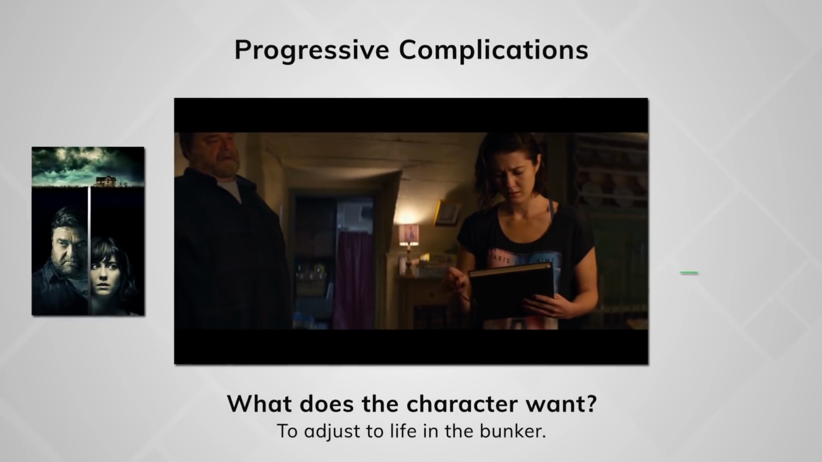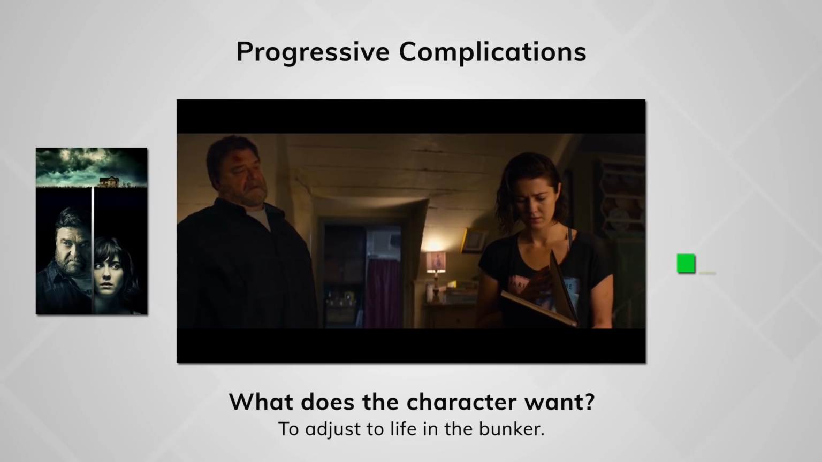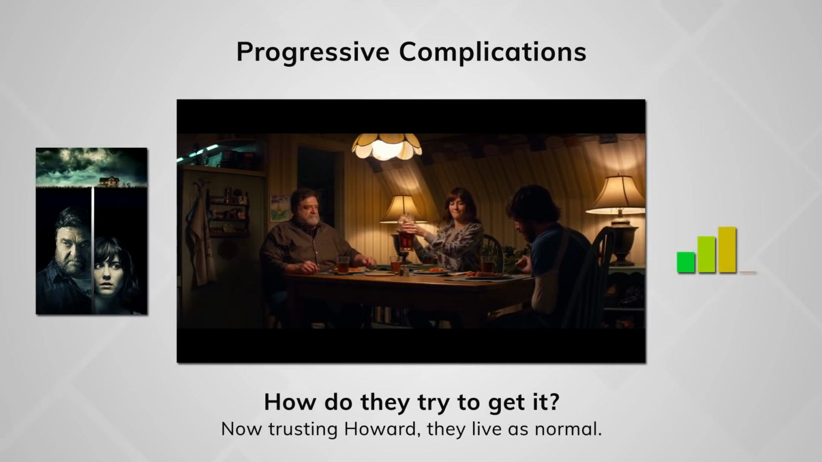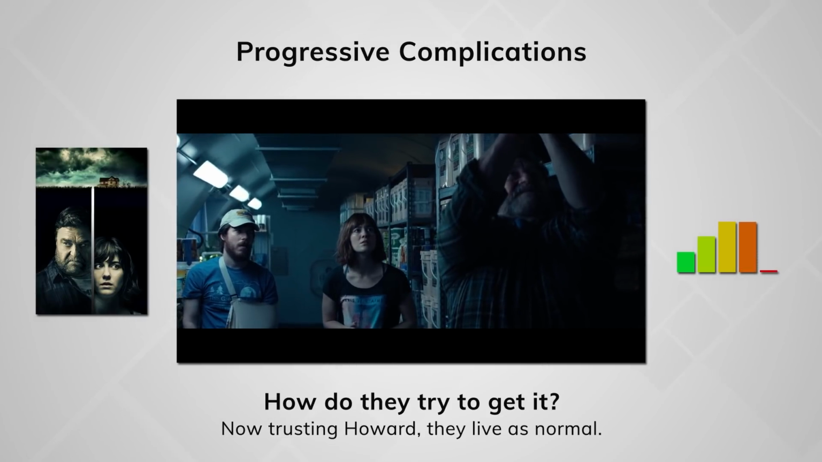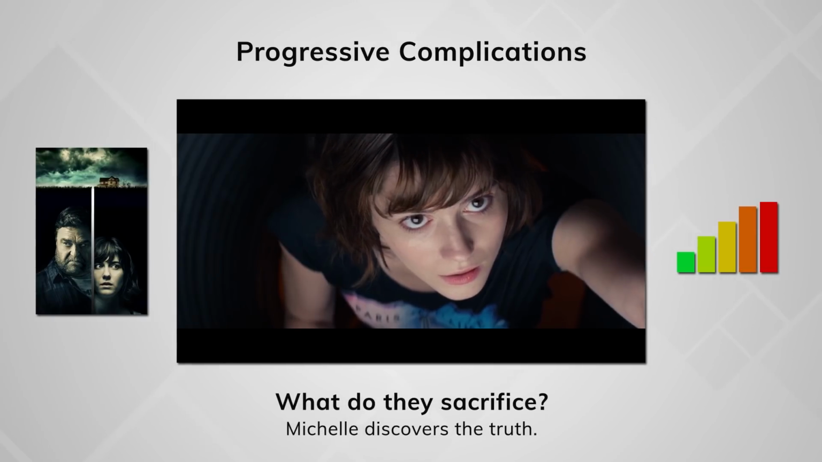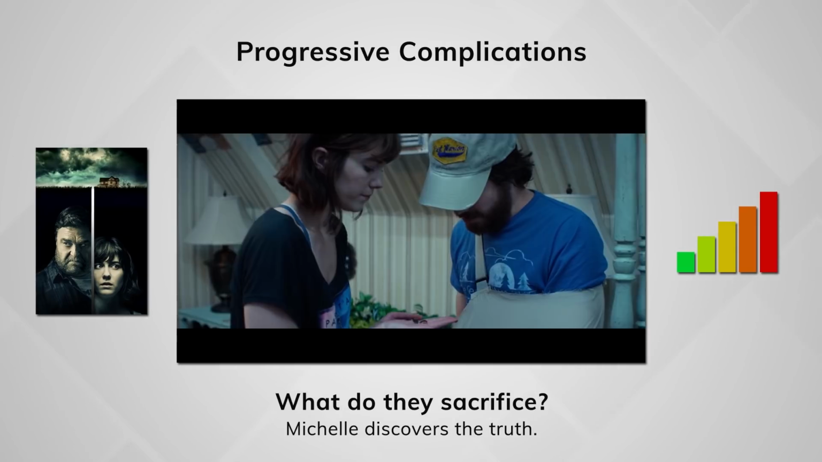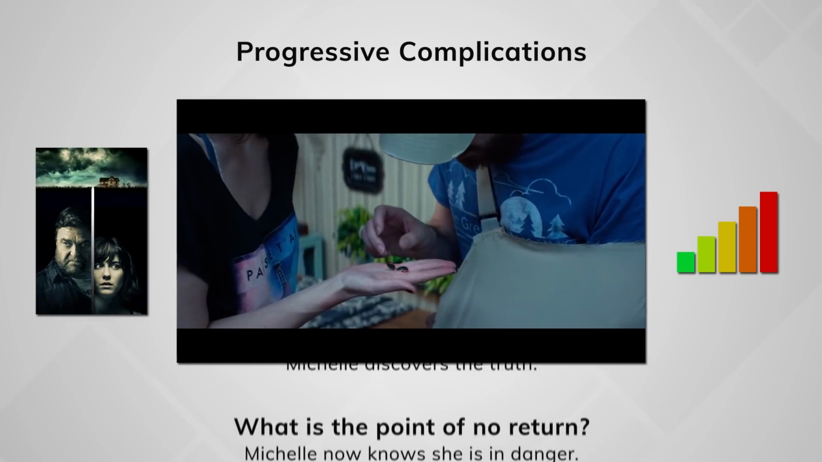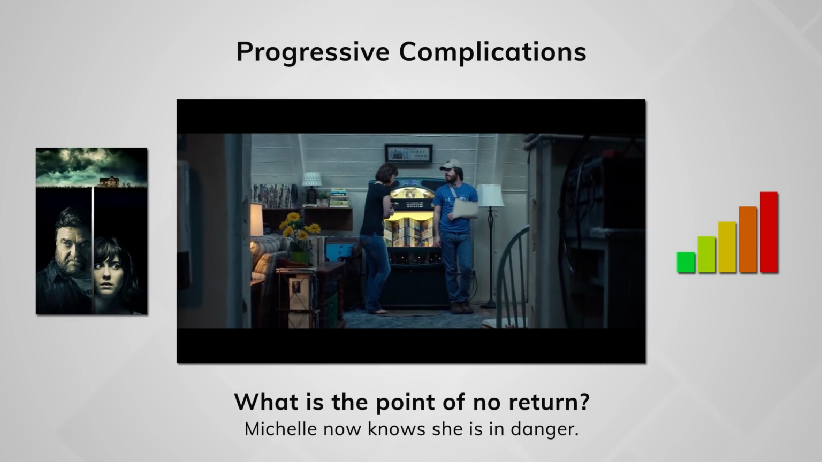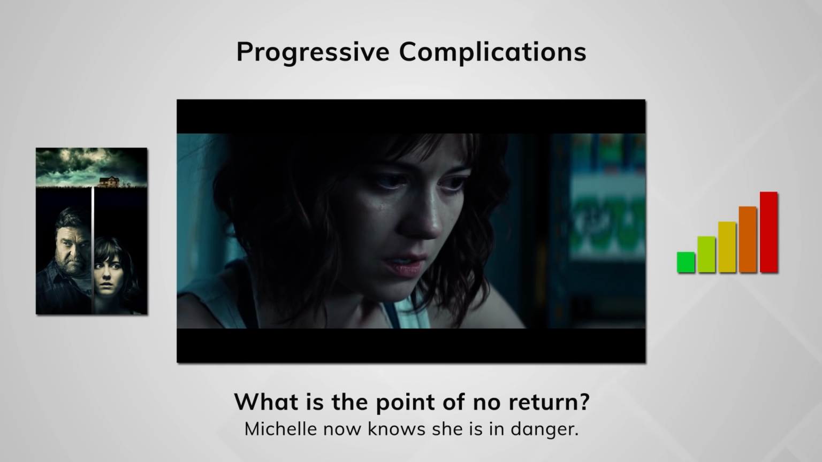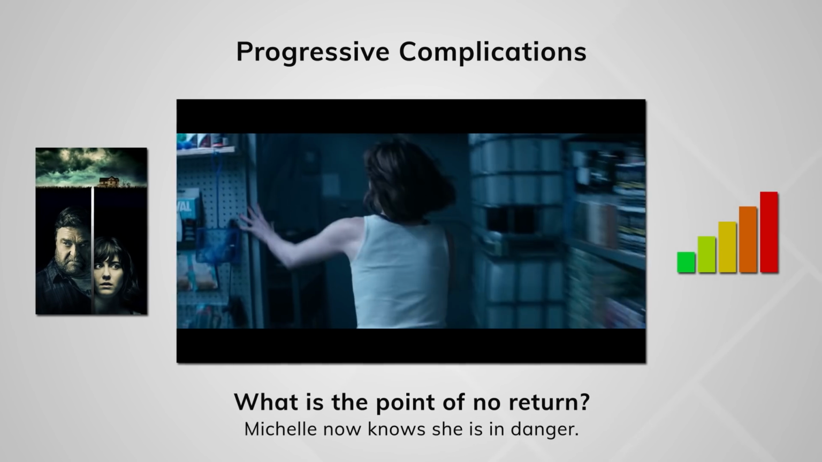In 10 Cloverfield Lane, Michelle has finally gotten peace in the bunker. She believes Howard and everything has finally calmed down. But the air filtration system breaks. While repairing it, Michelle discovers that Howard had previously trapped another young woman in the bunker. This is a point of no return because now Michelle realizes that she is in grave danger. She must deal with this horrifying information and try to escape the bunker.